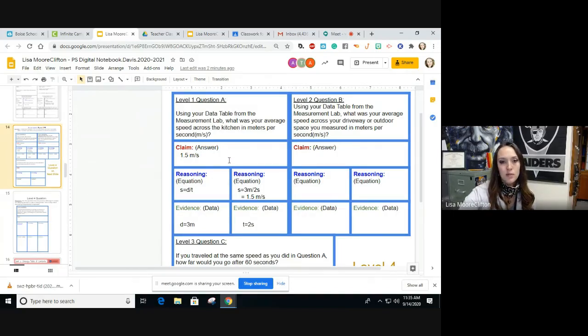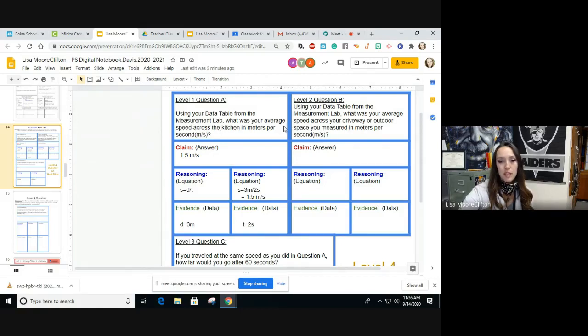Okay, so with this first question here, use your data table from your measurements lab. What was your average speed across the kitchen in meters per second? So you need to make sure that your measurements for your kitchen are in meters and seconds. If you did centimeters or inches or something for your distance, you need to change that. You need to use Google and say, how many meters are in however many inches or centimeters or whatever you did. Make sure it's in meters.